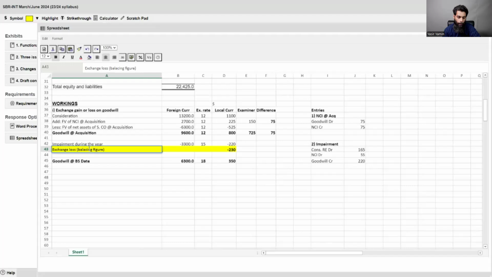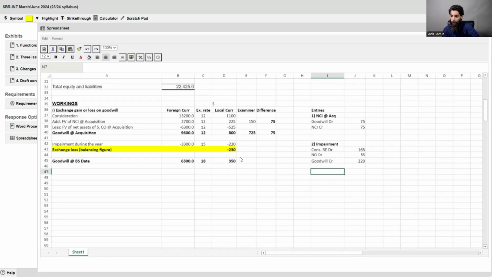Done? Can anybody also tell me how to account for this exchange loss that arises on goodwill?